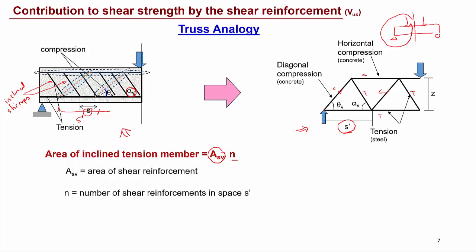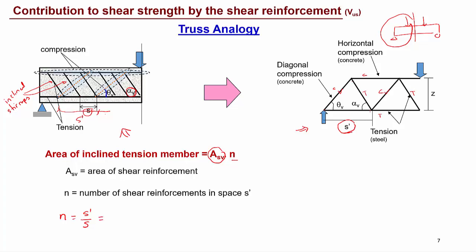So with that, we can calculate how many stirrups there are within the distance S dash. The number of stirrups within the distance S dash is S dash divided by S, where S stands for the distance between the inclined stirrups here.